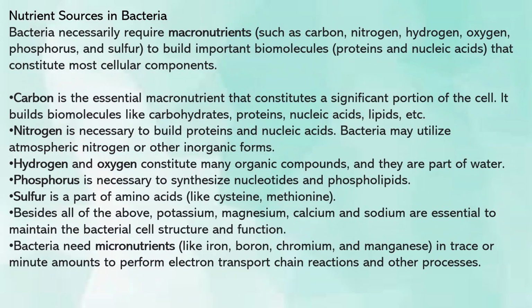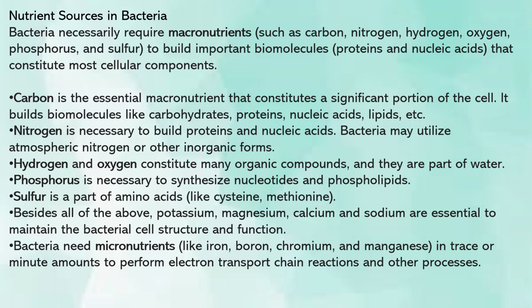So this is the structure of a bacteria cell. Now, nutrient sources in bacteria. A bacterium, just like a human being, requires all kinds of nutrients. They require both macronutrients and micronutrients. The macronutrients are carbohydrate, protein and fat, and the micronutrients are like nitrogen, hydrogen, oxygen, phosphorus, sulfur, iron, all these things.